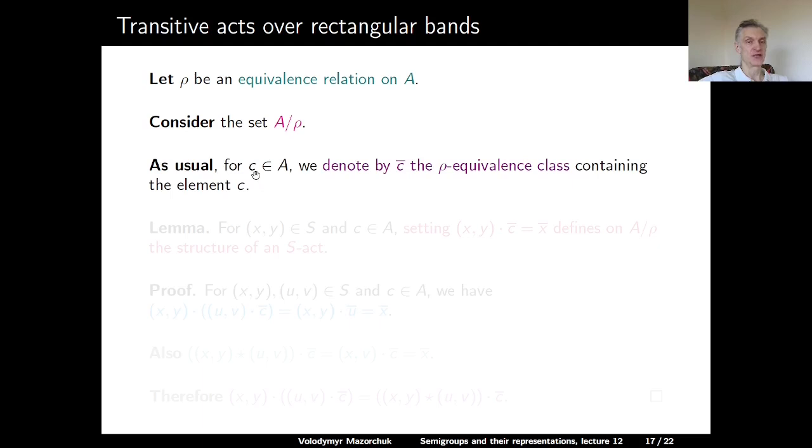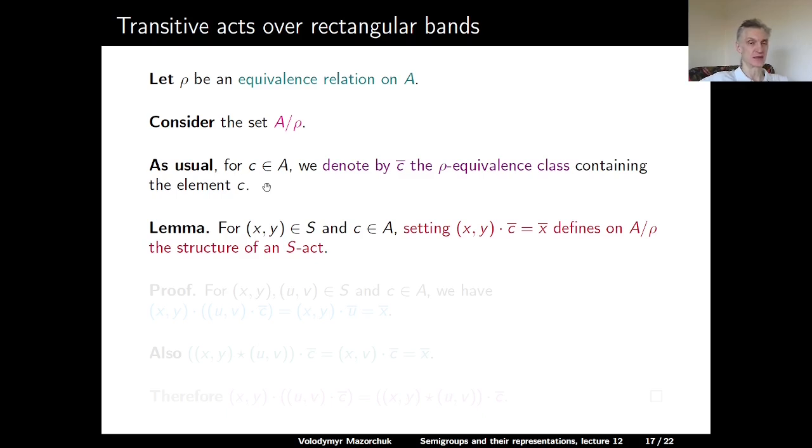As usual, for an element C in A, we denote by C overline the ρ equivalence class containing the element C. Lemma: for x, y in S and C in A, setting that (x, y) acts on C overlined to give X overlined defines on A modulo ρ the structure of an S act.